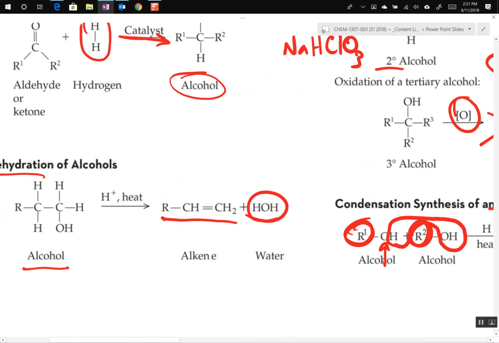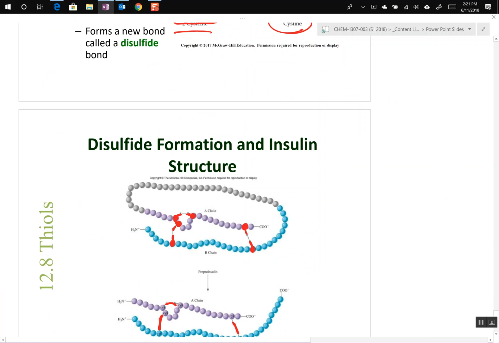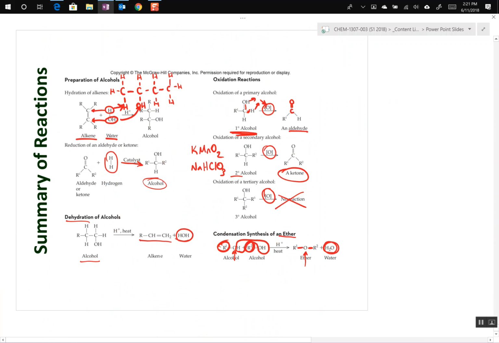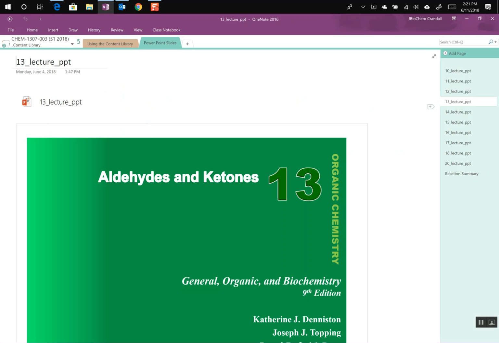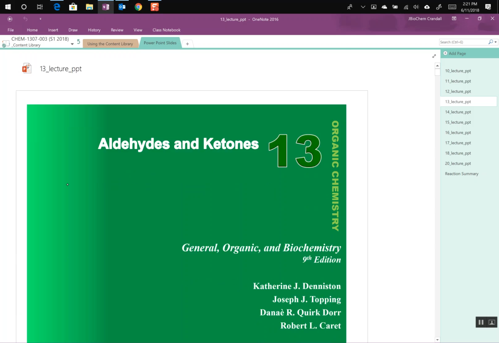So those are the reactions from this chapter. Okay, make sure you're familiar with those and how you would write the synthesis of these different items. Okay, and then let's start into chapter 13 here. Now we're going to talk about aldehydes and ketones, which is a good thing to transition us from alcohols into aldehydes and ketones, because we can produce those from alcohols, right?